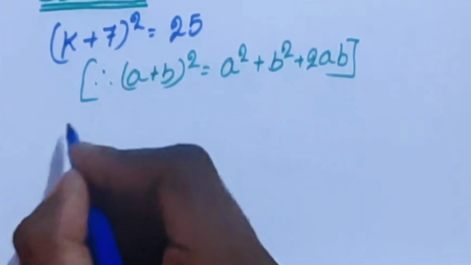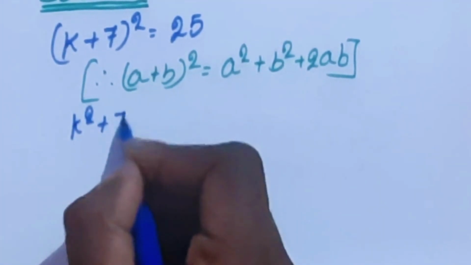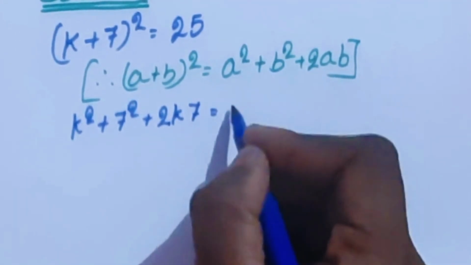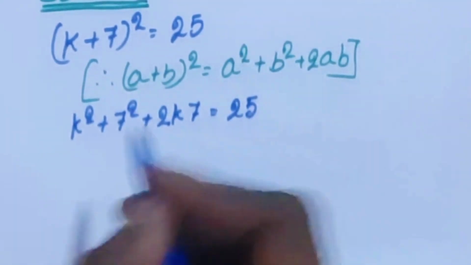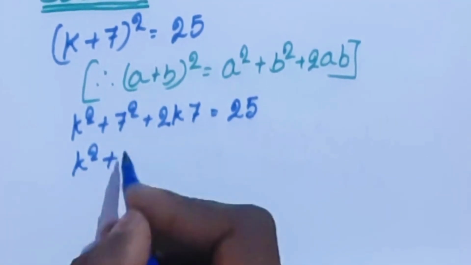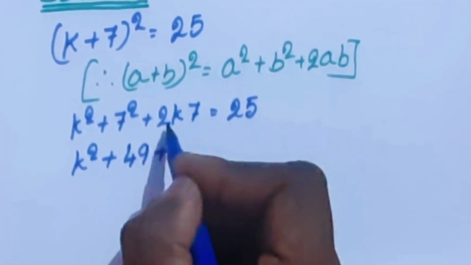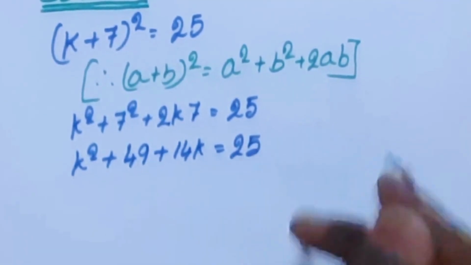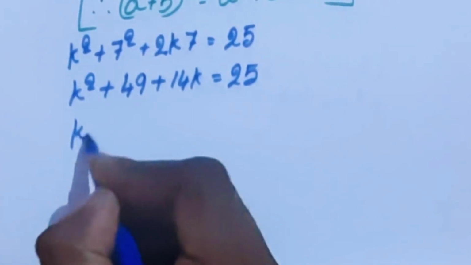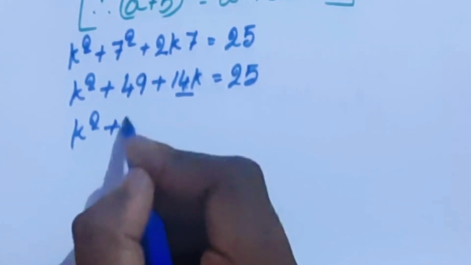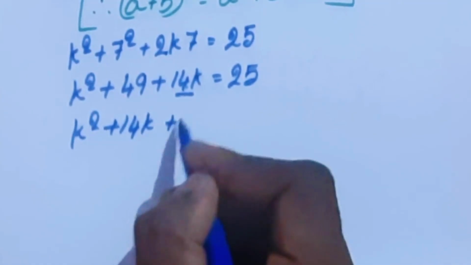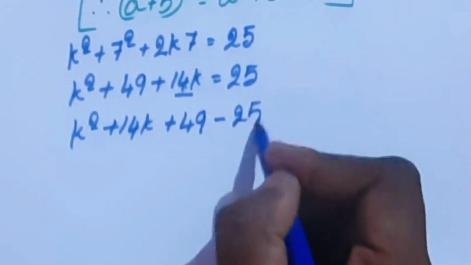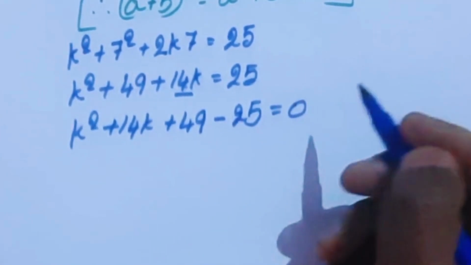So k square plus 7 square plus 2 times k times 7 equal to 25. Now k square, 7 square is 49, plus 2 times 7 is 14k, equal to 25. Now k square, this is 14k plus 49 minus 25. We are moving this 25 to the left hand side, so minus 25 equal to 0.